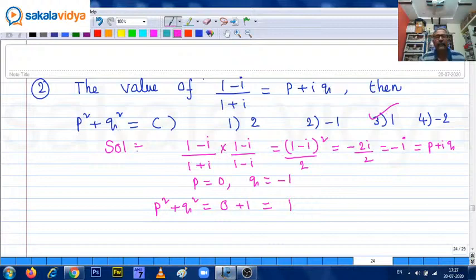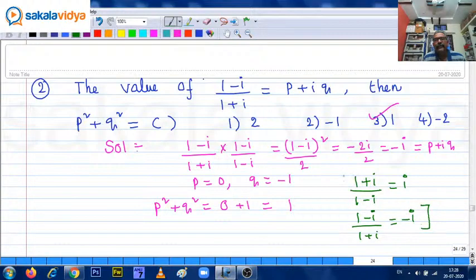Now, all of you remember this one also: (1 plus i) by (1 minus i) is i, and (1 minus i) by (1 plus i) is minus i. Please remember these points. This will be very, very important.